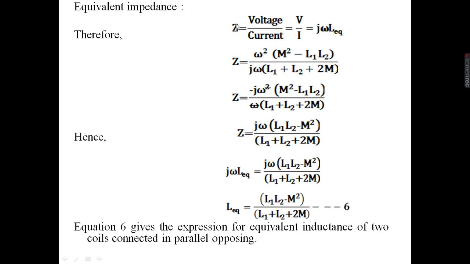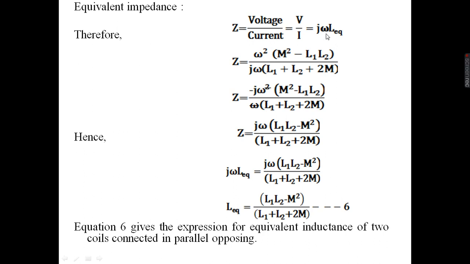Now we can find the impedance. What is impedance? Impedance is voltage divided by current, so V by I. Since we have only inductance in the circuit, the effective impedance will be the effective reactance, that is j omega L equivalent. Now we can find Z is equal to V divided by the current value, which is j omega into L1 plus L2 plus 2M divided by omega square into M square minus L1 L2. This term goes to the numerator, and V and V get cancelled. We are left with Z, and we bring this j to the numerator, it becomes minus j, and you multiply this minus inside, you will get L1 L2 minus M square times j omega.